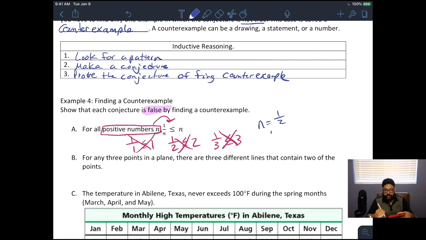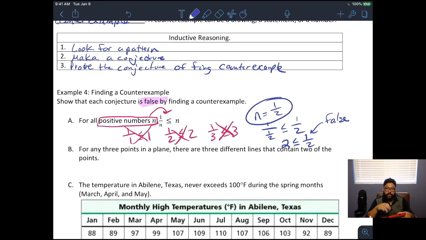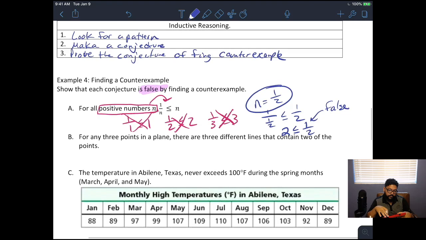If I divide 1 divided by 1/2 is less than or equal to 1/2, on the left side, this becomes the number 2. 1 divided by 1/2 is 2. And is 2 less than or equal to 1/2? No, this is false. So our whole statement is false. This is what our counterexample would be. Just one number. One number can disprove the whole thing.